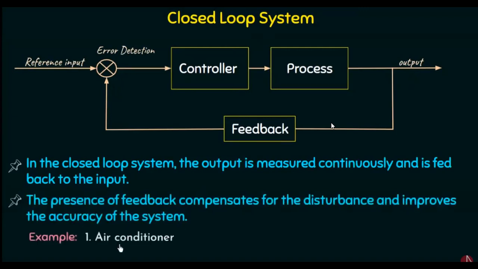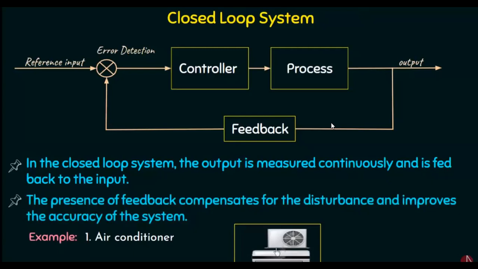An air conditioner is a very good example of a closed loop system. It continuously monitors the temperature inside the room and accordingly it turns off and starts the compressor which is present outside the room, and in this way it maintains the desired temperature.